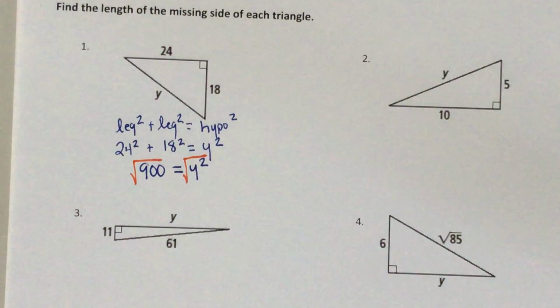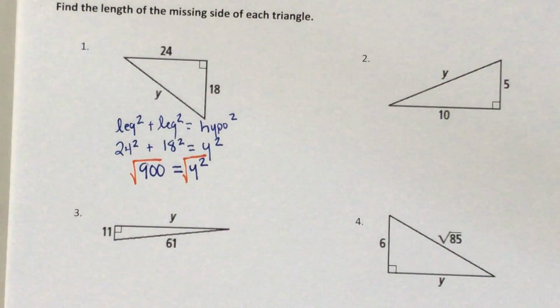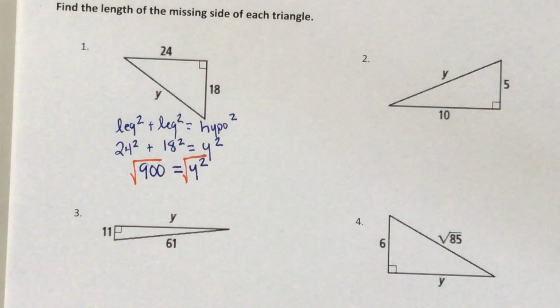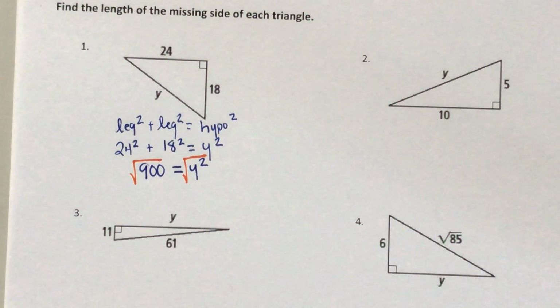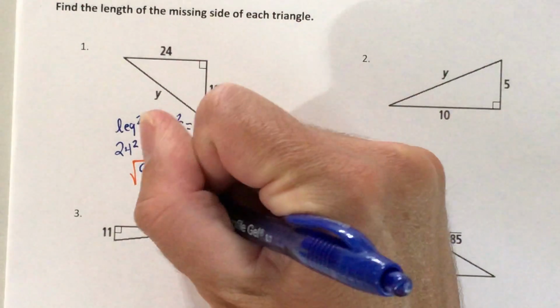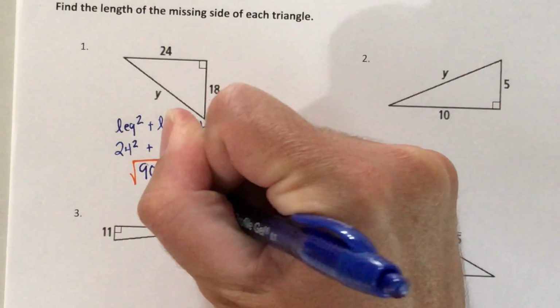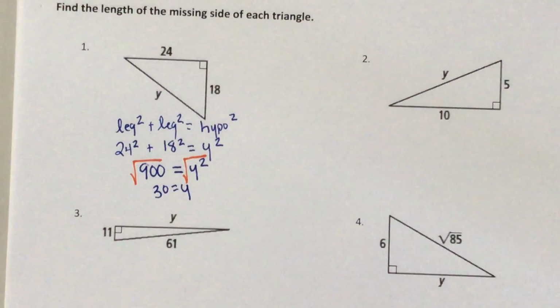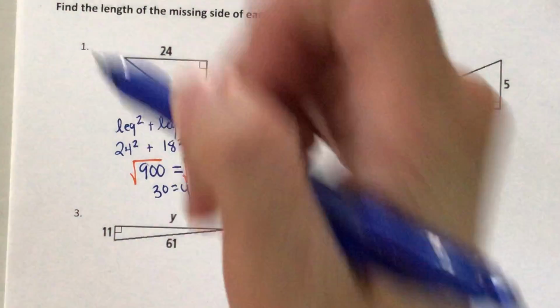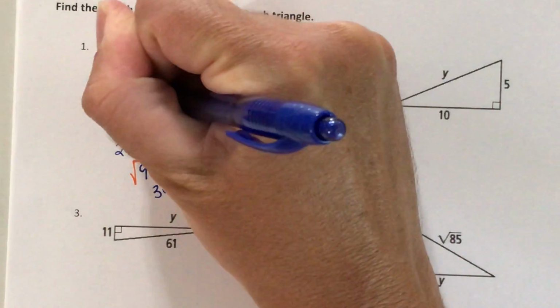And so the square root of 900, 900 is a perfect square. Always start by throwing it into your calculator. So the square root of 900 is 30. So my missing side length, my hypotenuse, is 30.